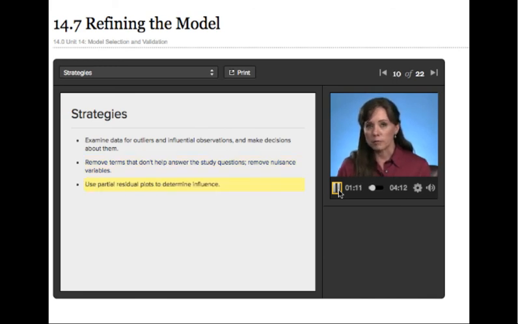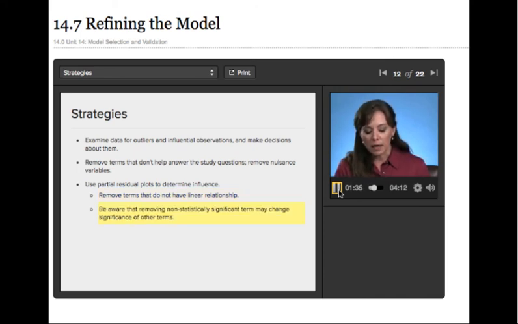We can look at partial residual plots to see if the removal of a term results in a partial residual plot that indicates that that term should be included in a linear fashion in the model. Any term that does not have a linear relationship in the partial residual plot is one that should probably be removed. But be careful. Removing a term that is not statistically significant may change the significance of other terms. Remember, these terms are correlated with one another.